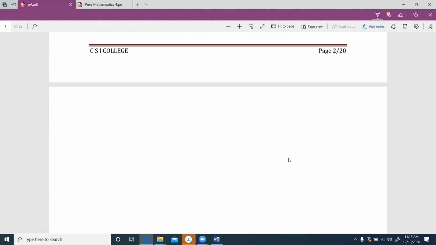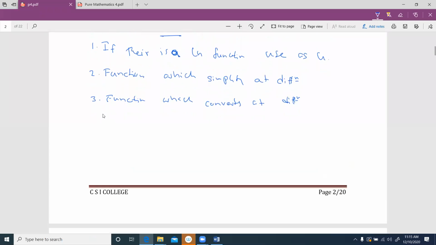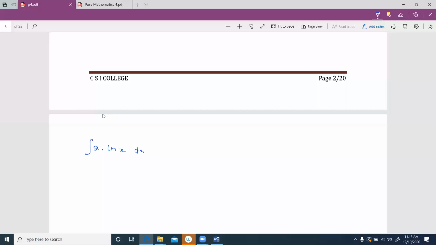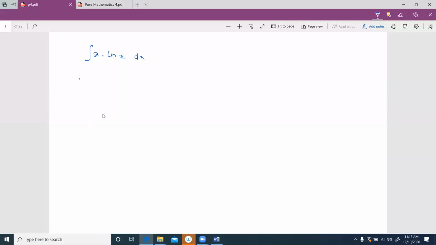Suppose you get integration of x ln x dx, where dx is the integration variable. According to this priority, there are two functions, x and ln x. Which one comes as u? The first priority for u is the ln function. So I define u as ln x, according to the rule we have learned.